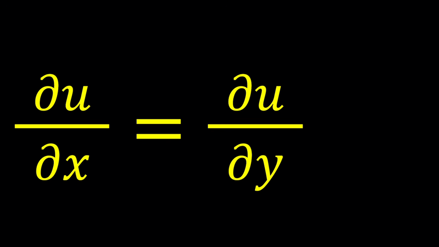So we have partial u over partial x equals partial u over partial y. What is that supposed to mean? It kind of looks like a du over dx, but notice that u is a function of two variables in this case. So when we take the derivative with respect to x, we treat the y as a constant, and vice versa. There are definitely some shortcuts, but think about it this way.